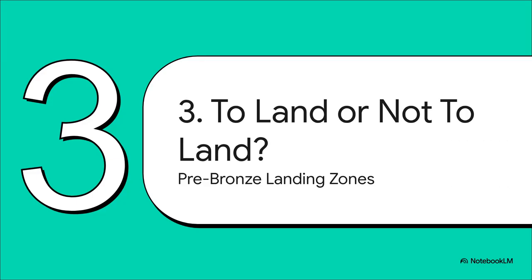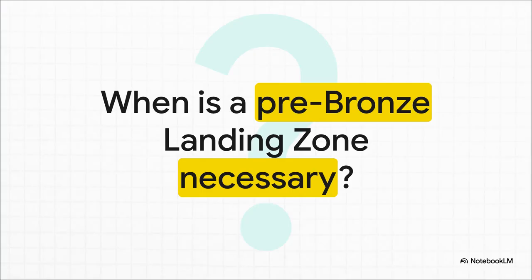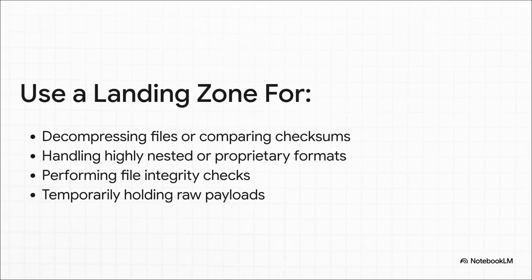Okay, so with that concept in mind, let's get super practical. To land or not to land? When do you actually need that extra step, a landing zone, before you even hit the bronze layer? Let's bring it all the way back to our original question. When is your source data so complex, so messy, that you really need a preliminary staging area before you officially call it bronze? Here's the simple answer. You need a landing zone when you have heavy-duty technical mediation to do. We're talking about stuff like decompressing huge files, checking checksums, untangling some ancient, gnarly data format, or just doing a quick integrity check on a file before it becomes a permanent record.